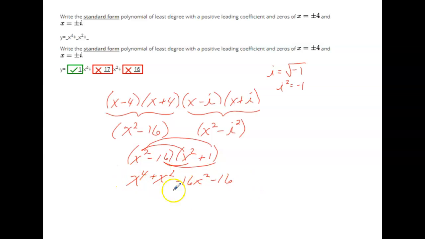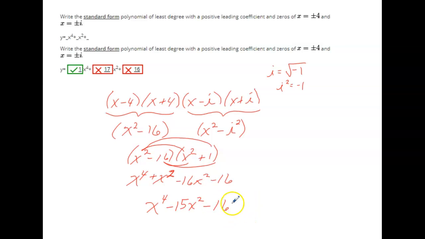Then we'll combine our like terms in the middle, and we have an x to the 4th power. And then these are both x squareds. So 1x squared minus 16x squareds would be a -15x squared. And then our constant is a -16.